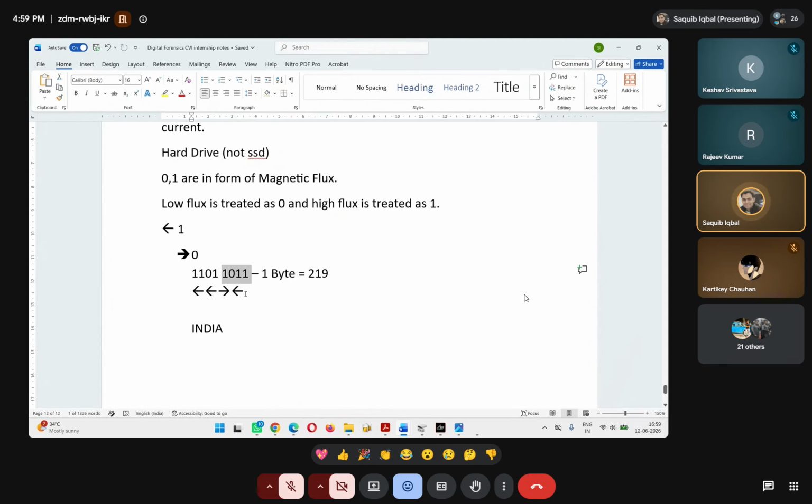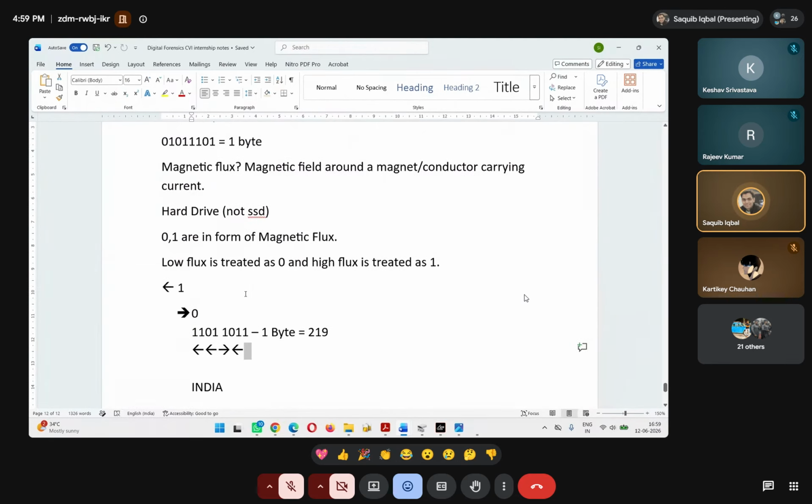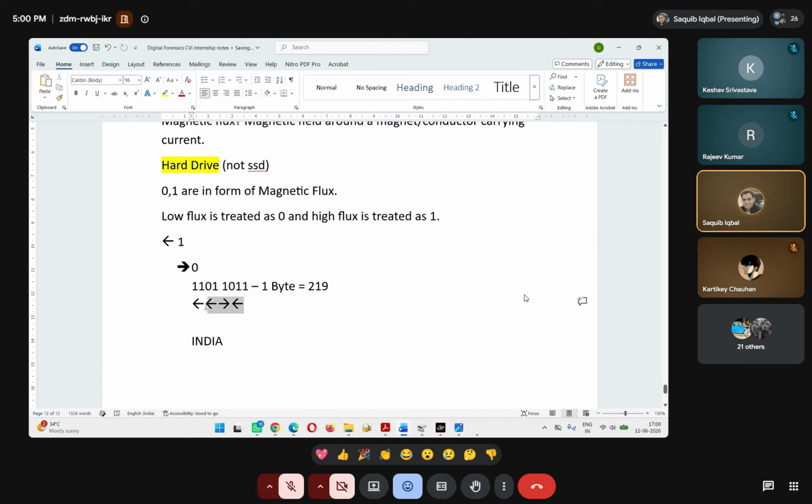So if anyone asks you in what way a hard drive stores data, remember this is only for hard drives, not SSD. SSD has a different method to store data. Whenever a mechanical, very conventional hard drive stores data, it stores it in magnetic flux form. Now let's say this is 4 bits. These are 8 bits, which make 1 byte, and these are 4 bits.